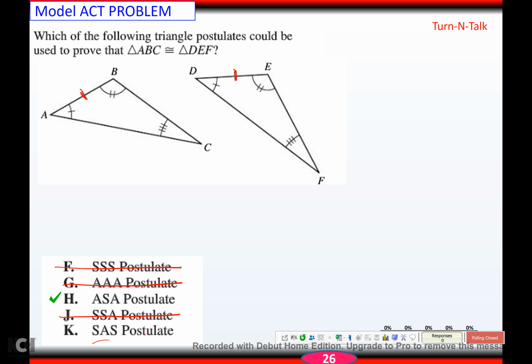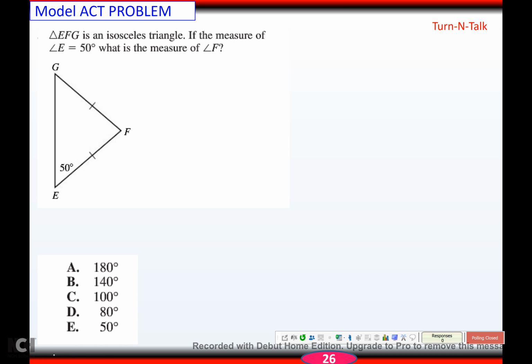If I tried side, angle, side, okay, again, I would need two sides, and I don't. I know three angles and a side, but I could totally do angle, side, angle. So that would be the postulate that I would go after. Okay? Try this one, hit pause, come back when you're ready.